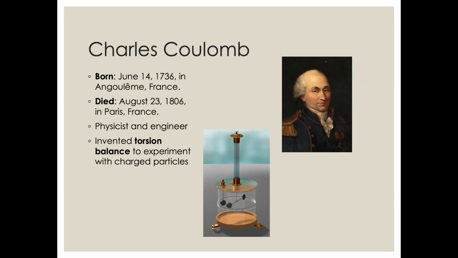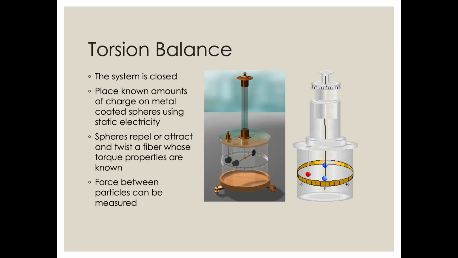Charles Coulomb was a physicist and engineer who lived in the 1700s. He did a lot of research and testing with electric charge. He invented a device called a torsion balance that could be used to test forces between charged particles. The torsion balance was a closed system in which Coulomb placed known amounts of charge on metal-coated spheres. These spheres attracted or repelled each other, which twisted a fiber whose torque properties were known.